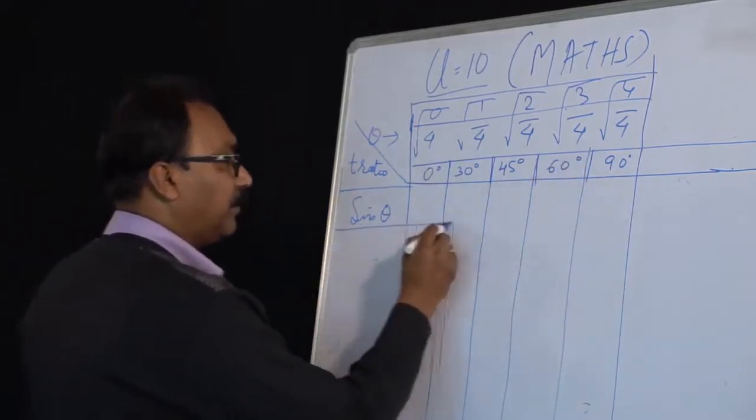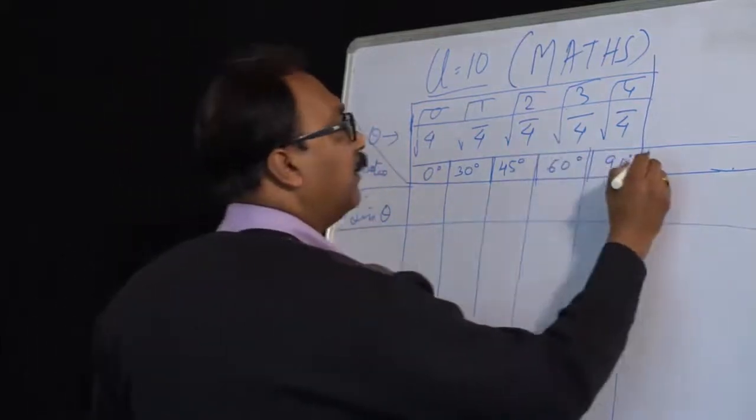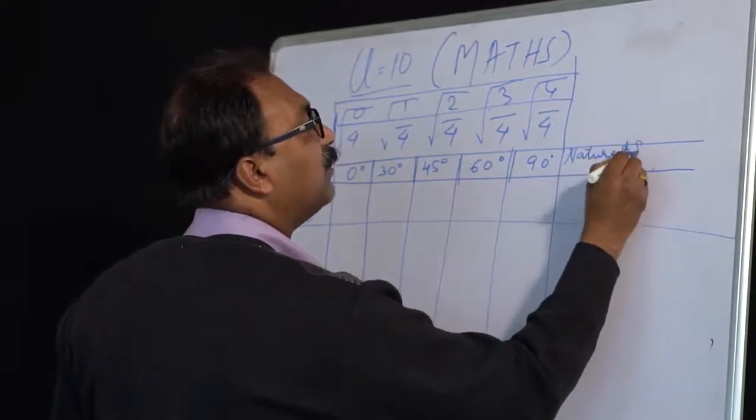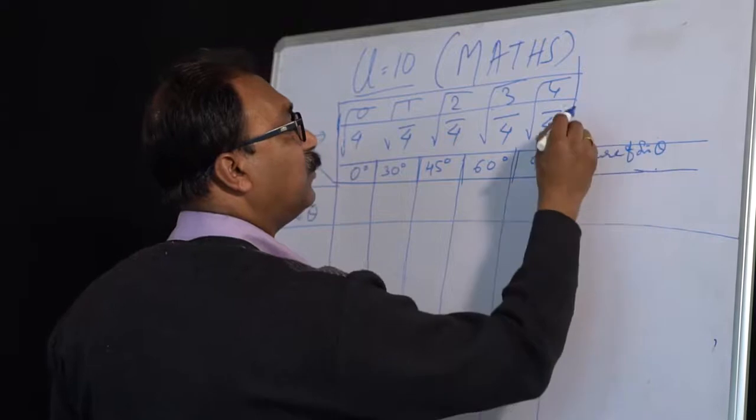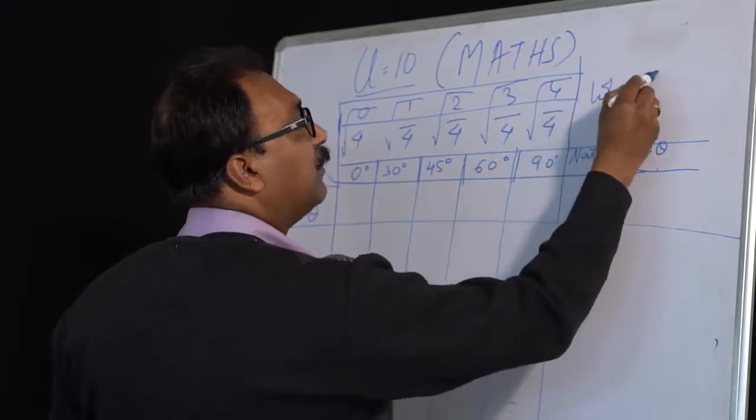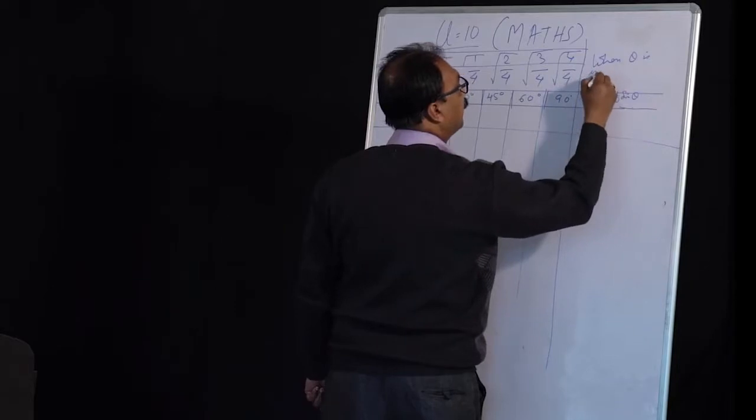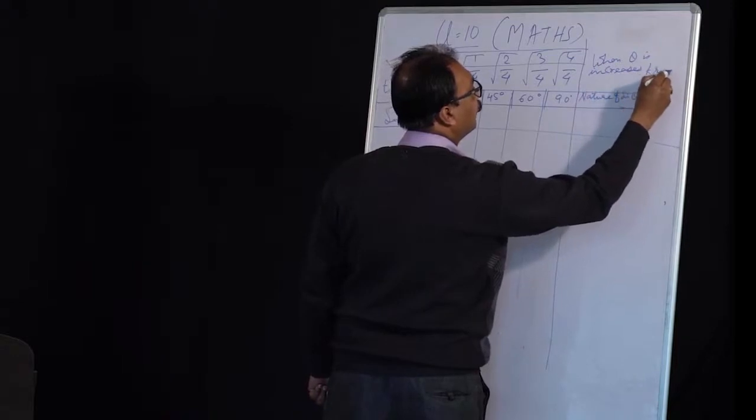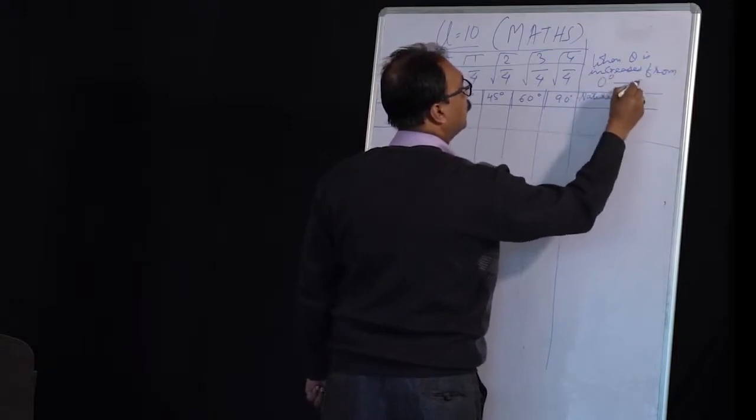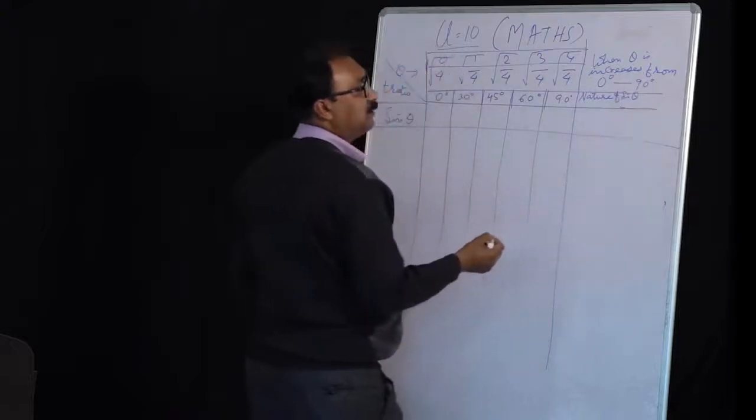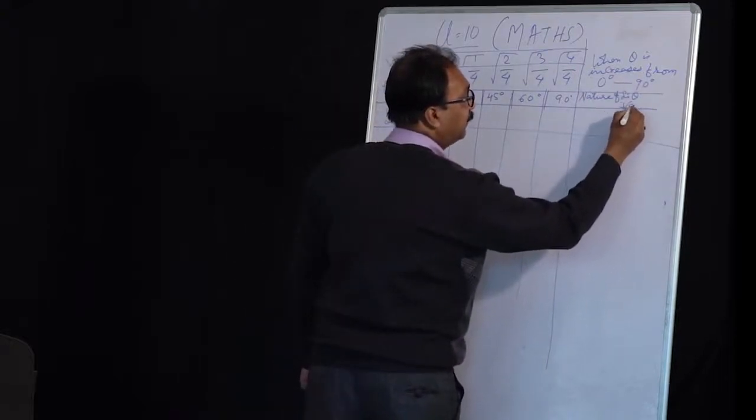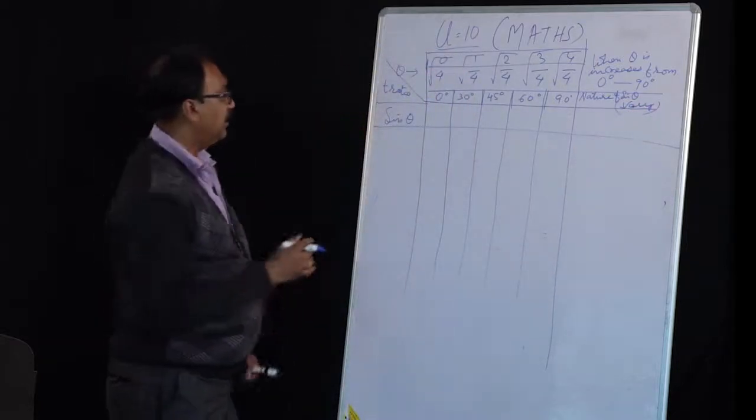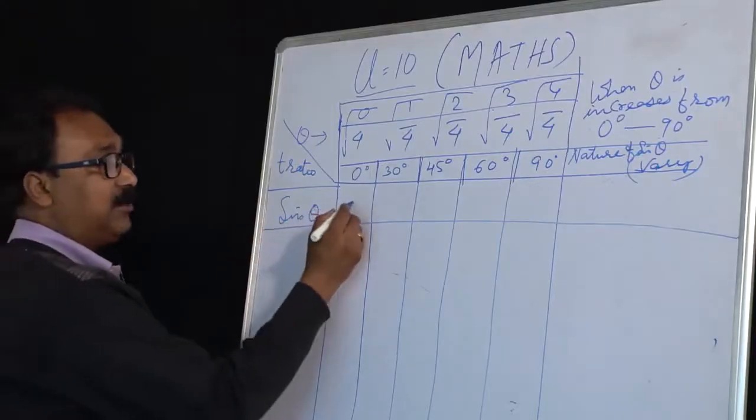Okay, and here write the nature of sin theta when theta increases from 0 degree to 90 degree. How nature of sin theta means how sin theta varies. Okay, how sin theta varies, that you have to write. How sin theta changes.